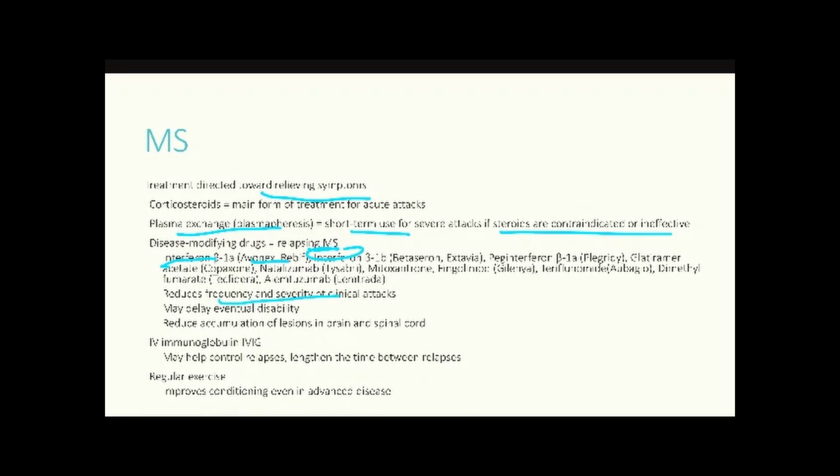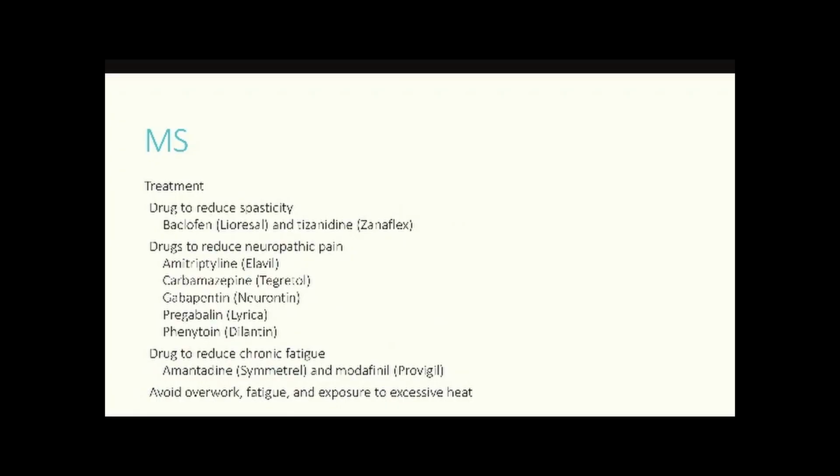Reduces frequency and severity of those attacks, may delay eventual disability, reduce the accumulation of those lesions in the brain and the spinal cord, so the accumulation of those plaques. You can also give IV immunoglobulin, may help with the relapses, and exercise is important for these patients as well. Treatment, here's our spasticity, there's your baclofen again. So again, we're mainly dealing with the treatment of the symptoms from the MS. You're not going to stop it, but we can help with the symptoms from it.